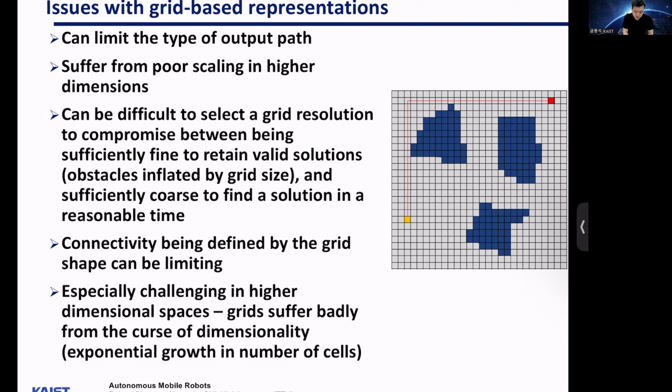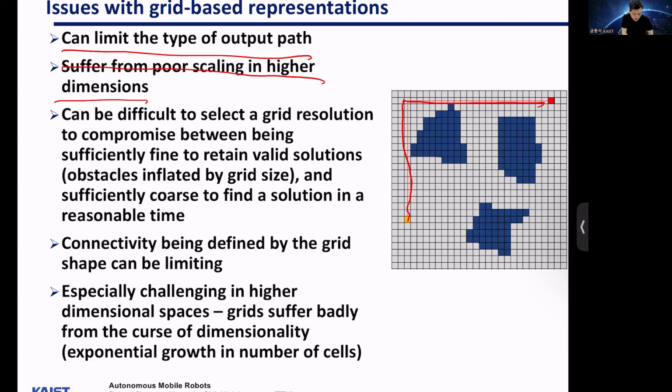For instance, this can limit the type of output path. So we only have, you know, if the action space was moving to a neighboring state, then we can only have this type of resulting path. Suffer from poor scaling in higher dimensions. So if the space and the map becomes large, then it's not very scalable.